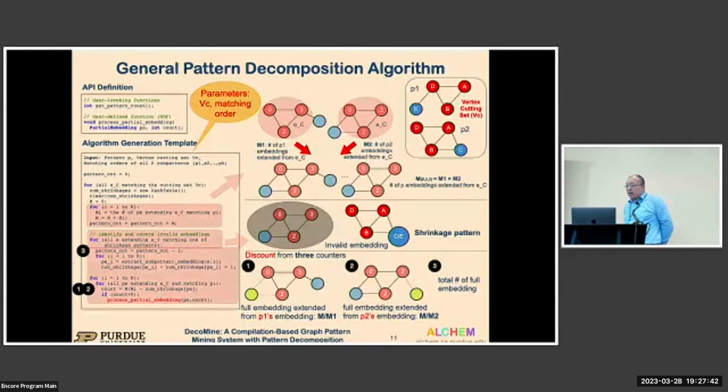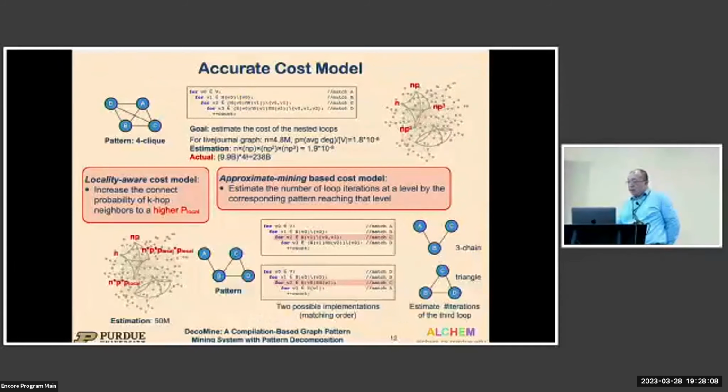Next, this slide provides an overview of the compiler. The compiler is able to generate the algorithm for arbitrary patterns based on the flow of the algorithm, and it is based on the template here. There are two parameters. One is the order in which you match the vertices in the pattern graph. Another is the selection of the vertex cutting set. So the next question is how the compiler chooses the best implementation, and here we need a cost model.